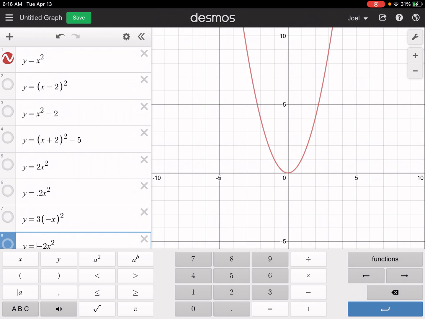All right, guys, so y equals x squared looks like this red graph here. I'm going to keep this red graph here so you can see what happens. This is called the parent graph. It's the easiest graph that you could graph in the quadratics family.